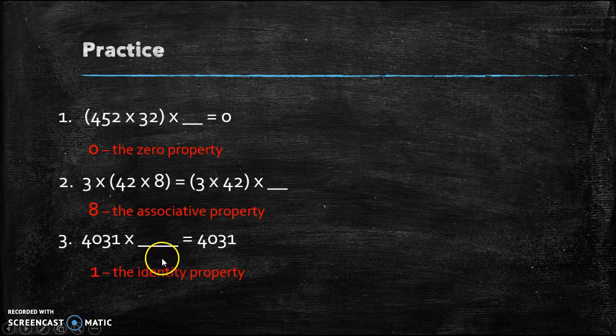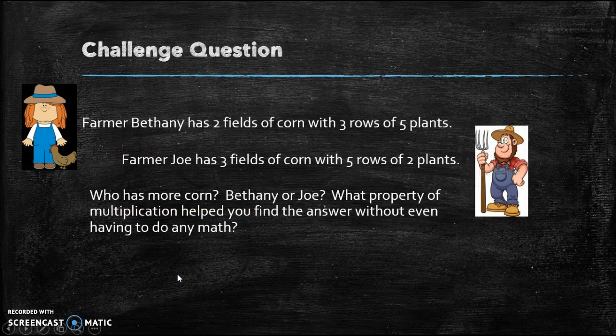And this last one, well, we know if it's going to equal the same thing as one of the factors, then this has to be a 1, right? And the identity property tells us that any number multiplied by 1 equals that number. So now here's a challenge question. I want you to go ahead and write this in your journal, and I want you to answer the questions for me, and we will go over them tomorrow.